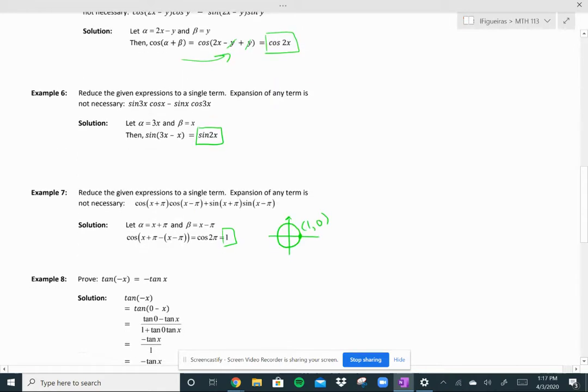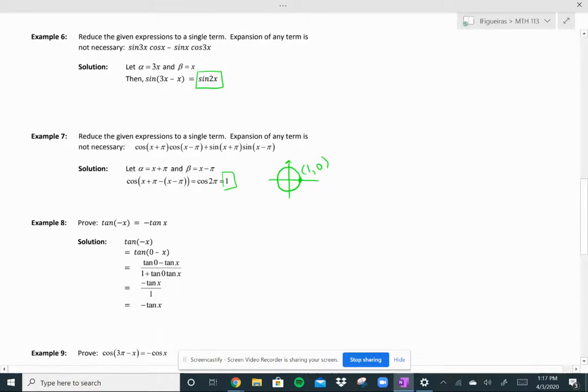Okay, here's one of those proving problems. So we worked with proving problems in the last section. So I want to take the tangent of negative x and prove that it is equal to the negative tangent of x. Well, in order for me to be able to use my sum and difference formula, that means you have to figure out how to express tan of negative x as either a sum or a difference. So I'm going to let the negative x be equal to, it's the same as the tangent of 0 minus x.